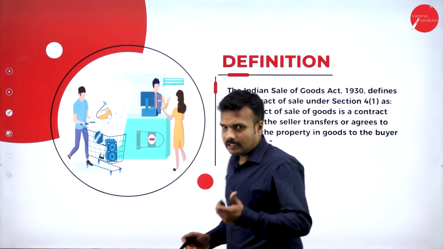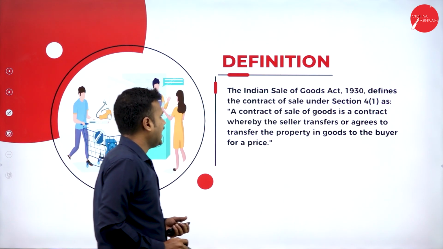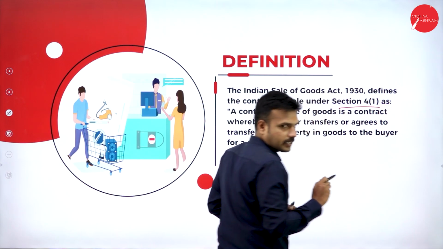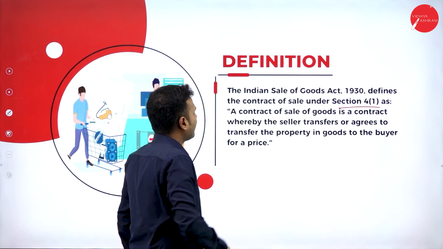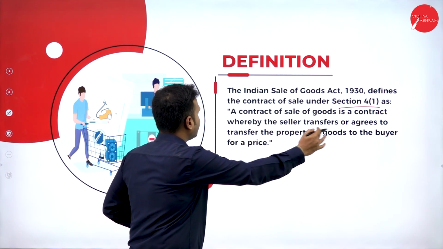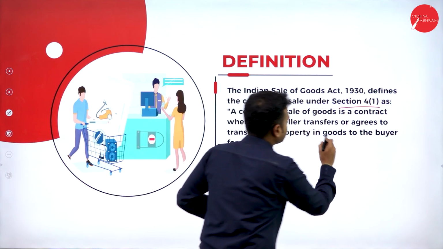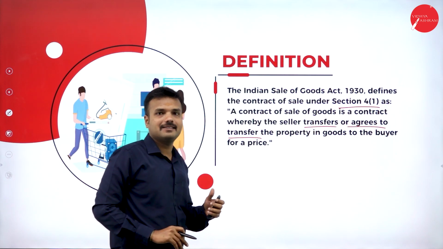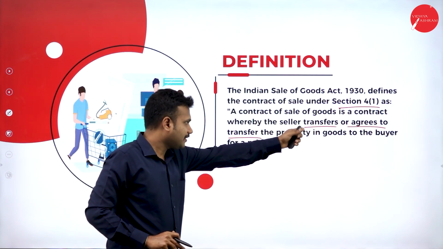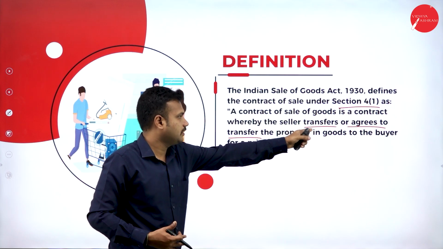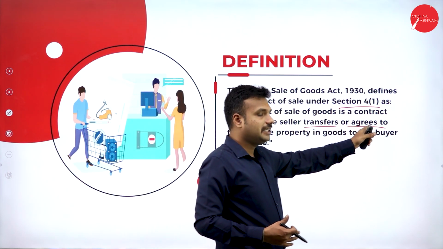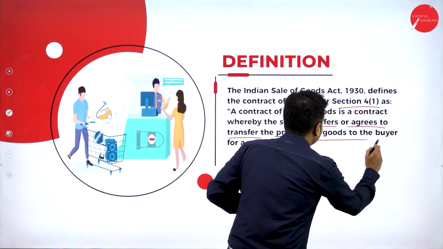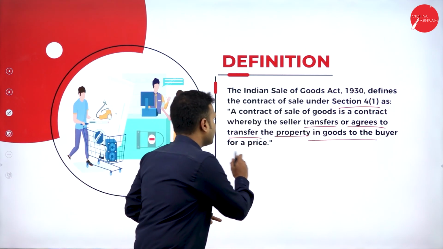And here there is a beautiful definition given by the Sale of Goods Act 1930, according to Section 4, Subsection 1 of the Act. A contract of sale of goods is a contract whereby a seller transfers or agrees to transfer the property in goods to the buyer for a price. So we can transfer the goods now itself, or agree to transfer them in future.